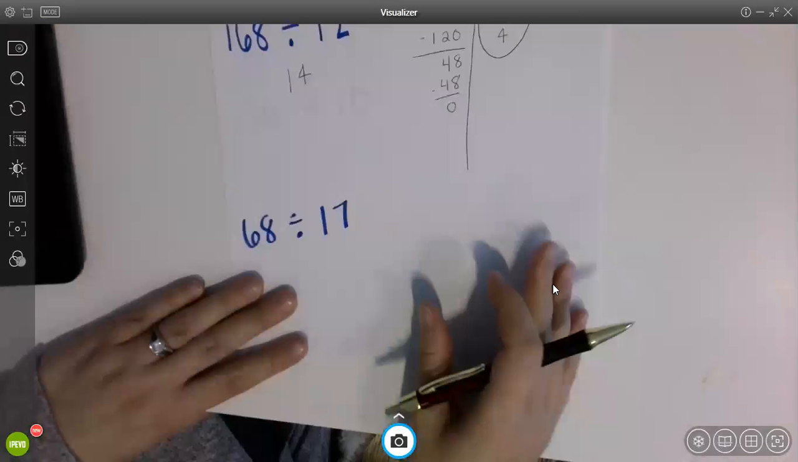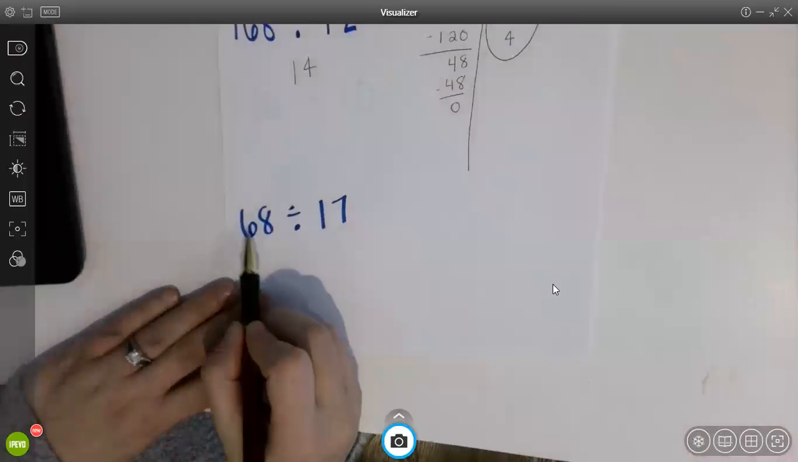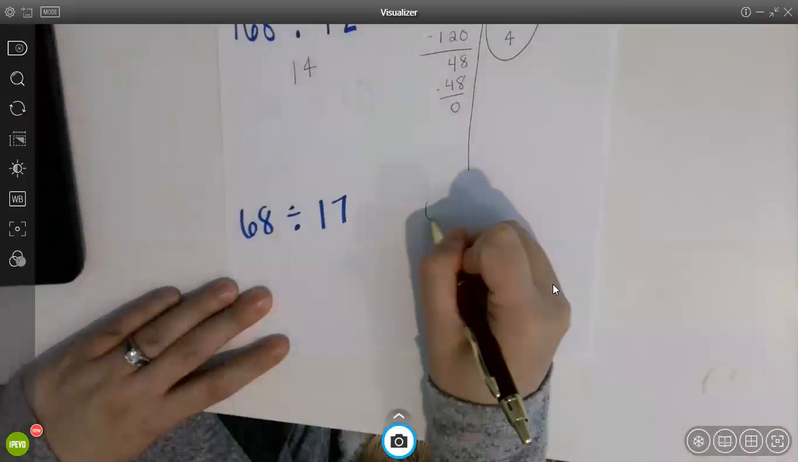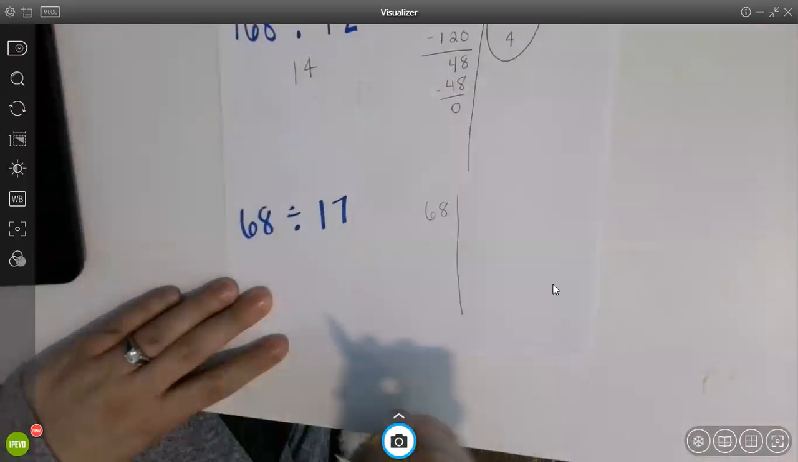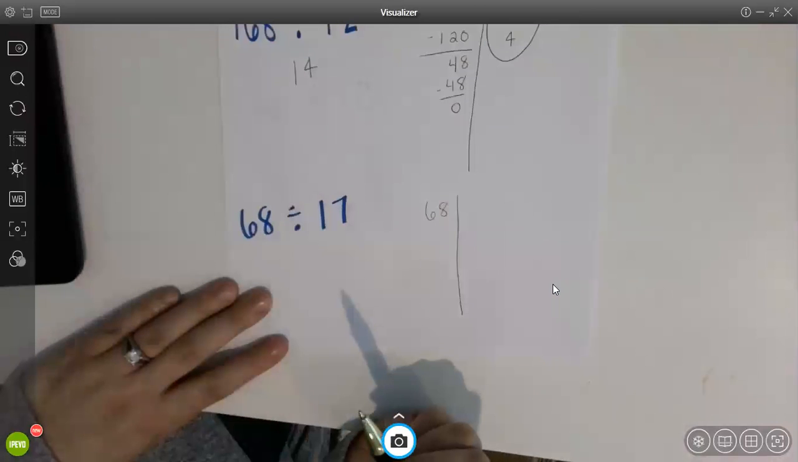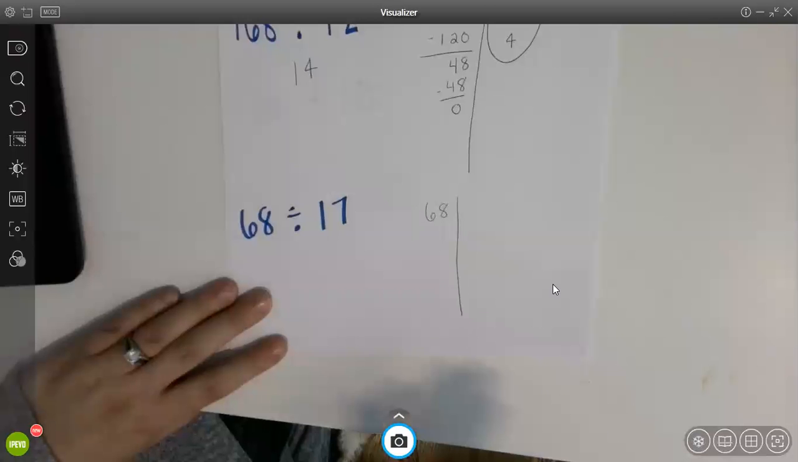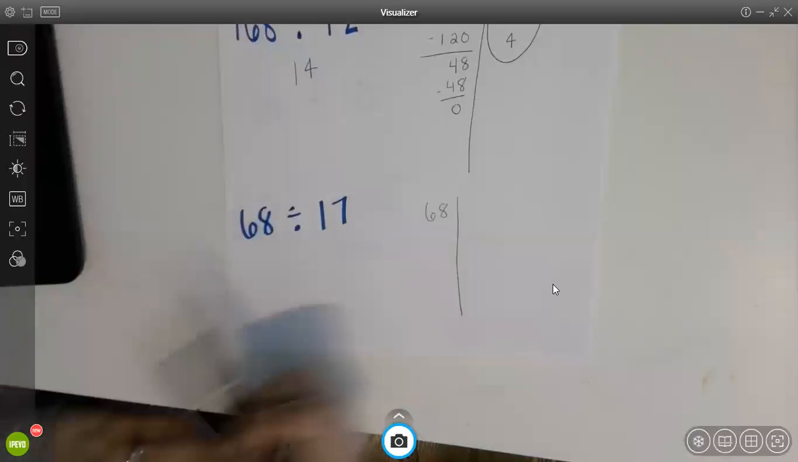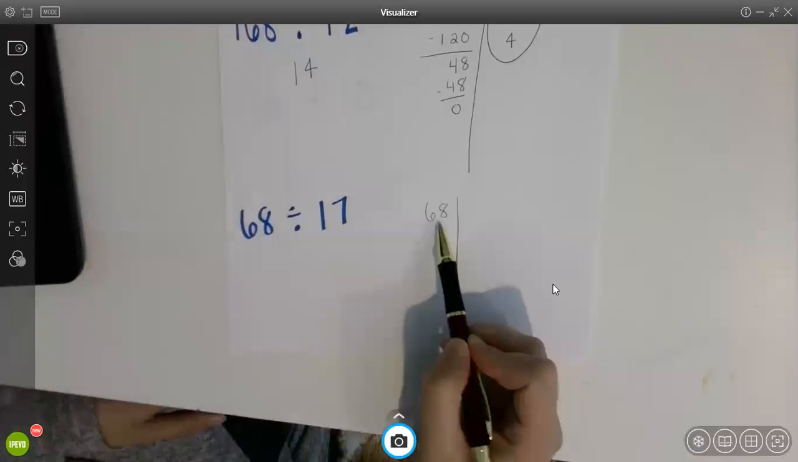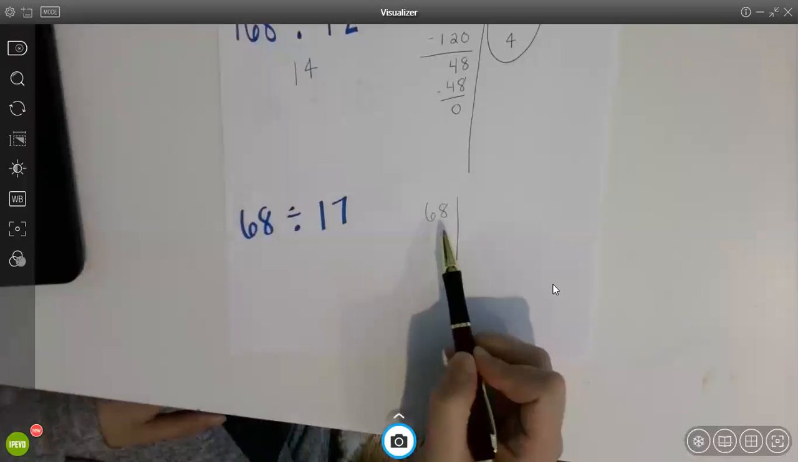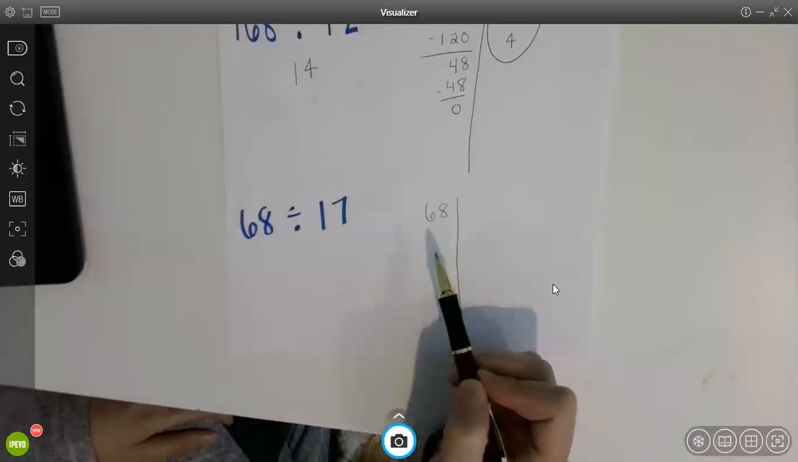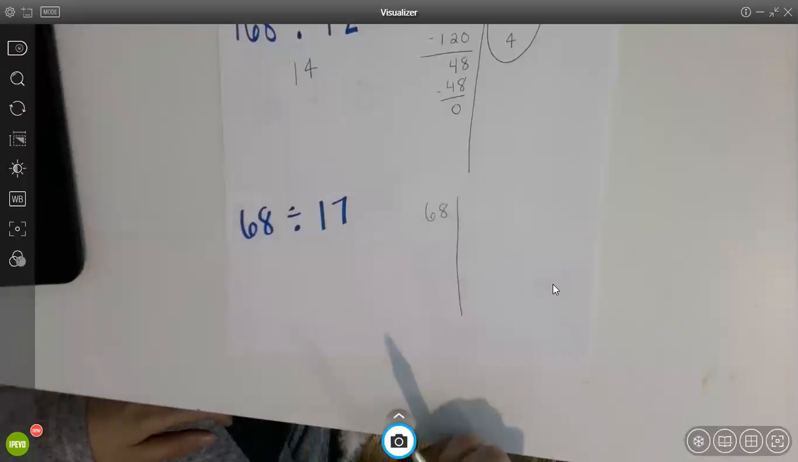Let's try this one. This one's a little different because this first number is much smaller. So I have 68, and I'm trying to figure out how many 17s go into 68. I don't know any facts involving 17. I know 17 times 10 is 170, but that's way too much. So you have a couple options here. This is a pretty small number, so you could just go one by one and subtract 17 until you figured out how many 17s there were.